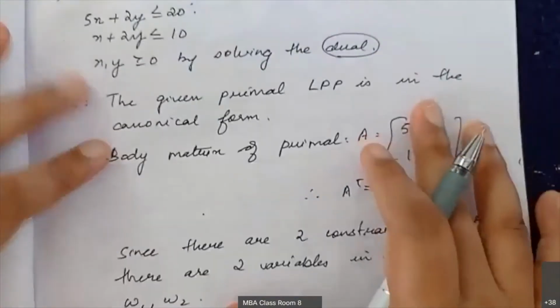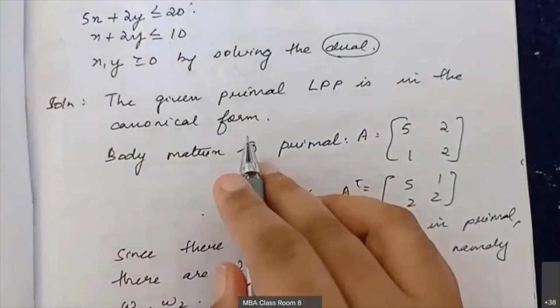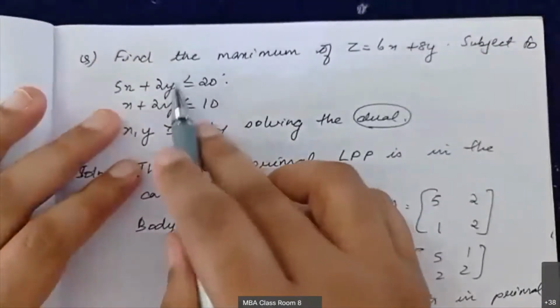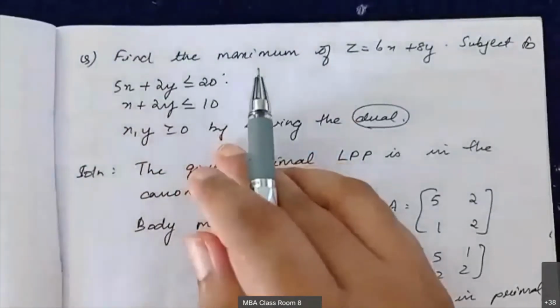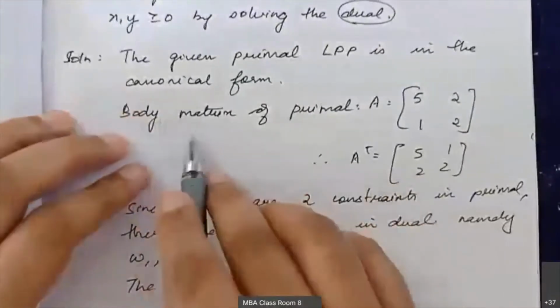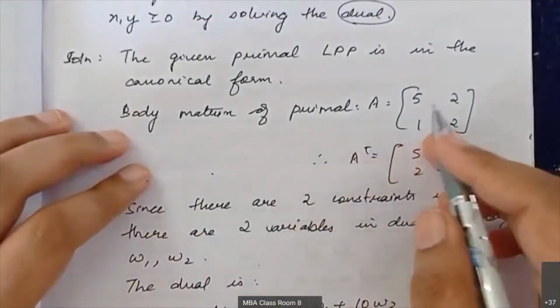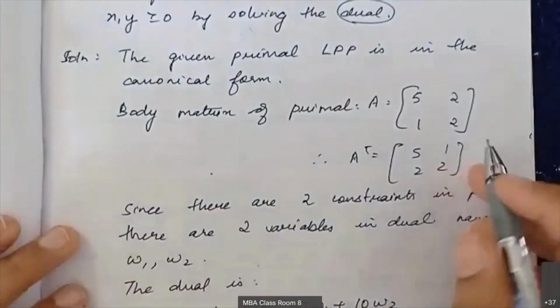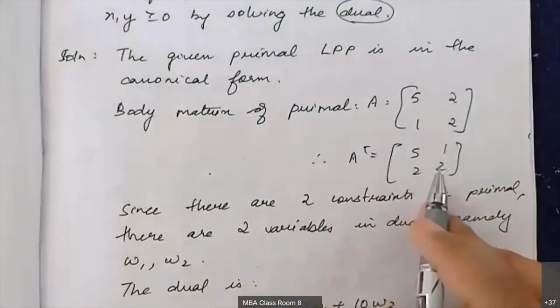First of all, we have to convert it into the canonical form. Here we have the maximization type, and the constraints are of less than or equal to, so it is already in the canonical form. Then what will we do? We'll check the body of the matrix. The body of the matrix over here is 5, 2, 1, 2. Take the transpose, 5, 2, 1, 2 will come in the vertical. So we have got the body of the dual.